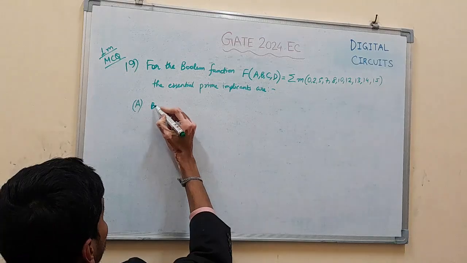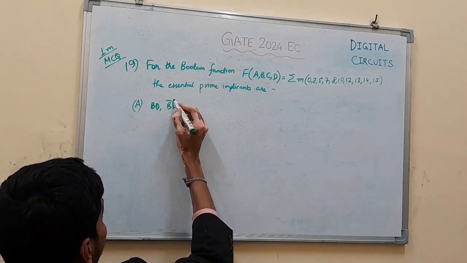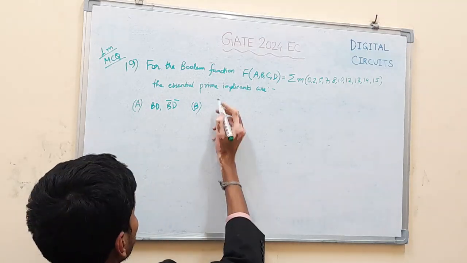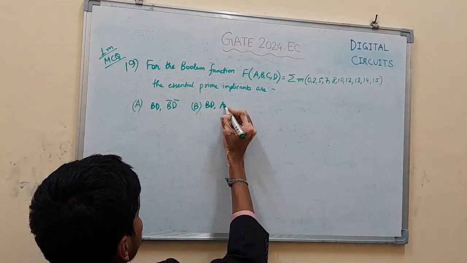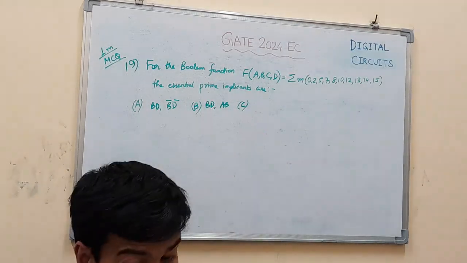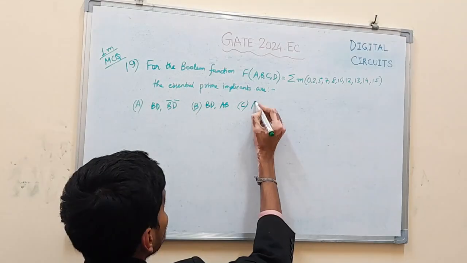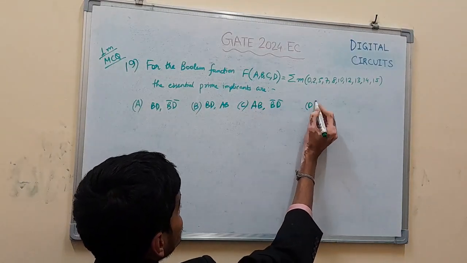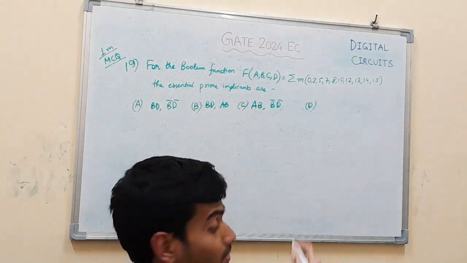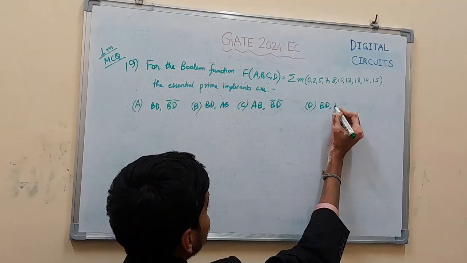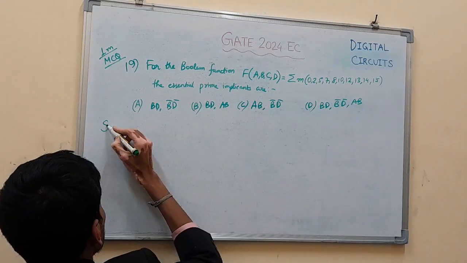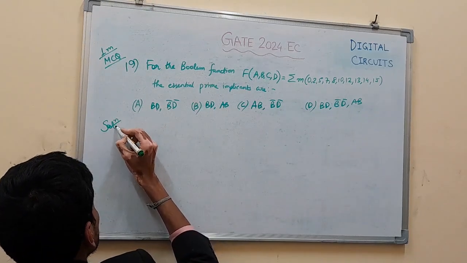and the options are given as: option A, BD, B bar D bar; option B, BD, AB; option C, AB, B bar D bar, D bar; and option D, BD, B bar D bar, AB. Moving on to the solution for this question.